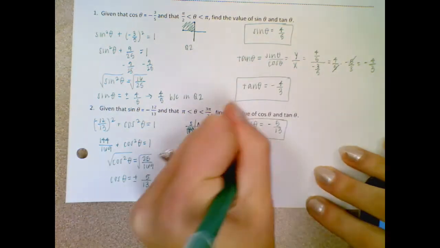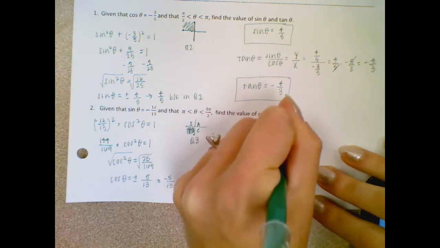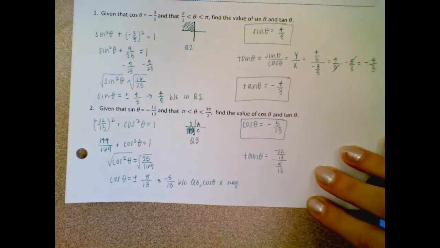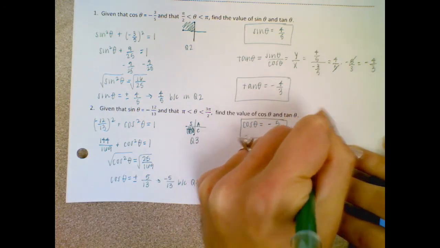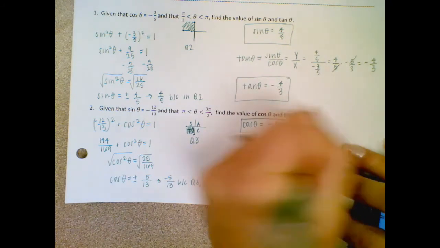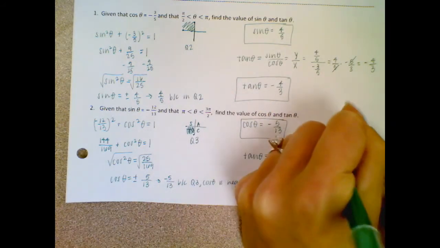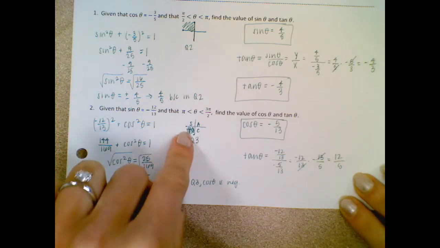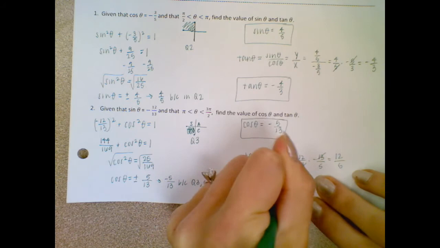And then tangent is sine, which was negative 12 over 13, over cosine. Right, okay, sorry. Negative 12 over 13 times negative 13 over 5. So I get two negatives make a positive, so 12/5, which makes sense because tangent is the only trig function that's positive in quadrant 3. So tangent of theta equals 12/5.